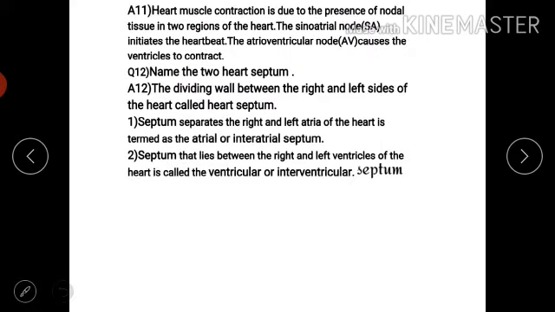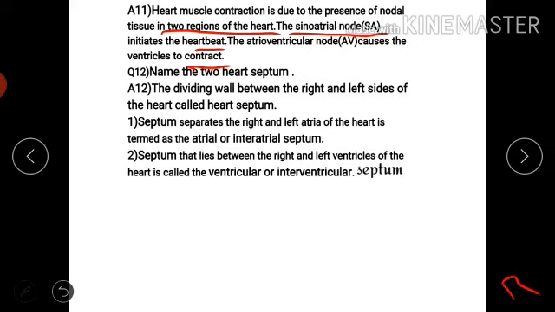The heart muscle contraction is due to the presence of nodal tissue in two regions of the heart. The sinoatrial node, SA, initiates the heartbeat. The atrioventricular node causes the ventricles to contract. These are the two nodes. What are those? Sinoatrial node and atrioventricular node.